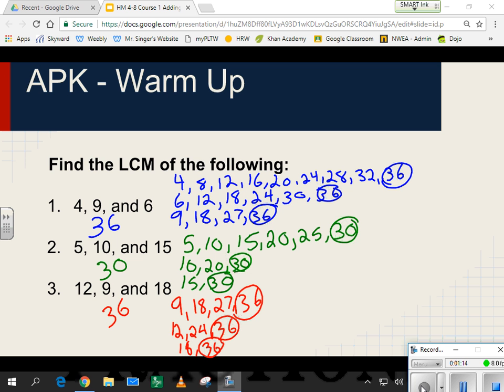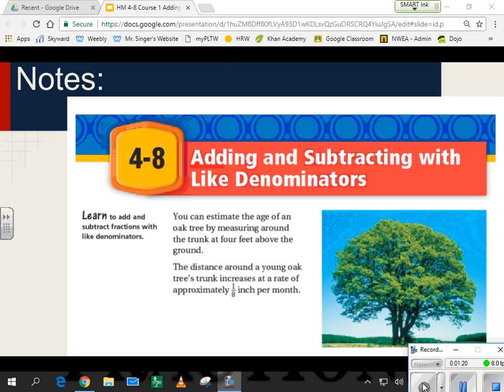All right, hopefully you got all 3 of those right. Now that your brain's warmed up, let's get her done. Keep her moving. So let's remember we're doing adding and subtracting with like denominators. So remember what like denominators are. Those are fractions that have the same denominators. So we're going to use that to do problems like you see on the board here.